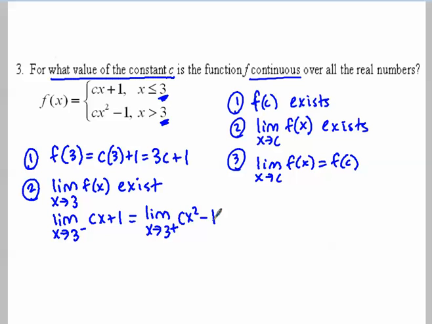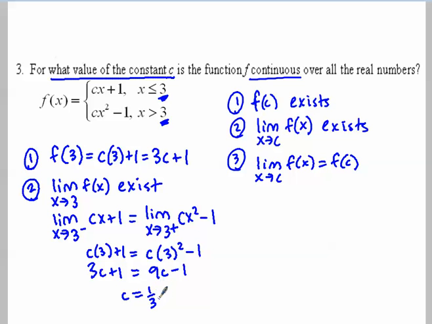Now they have to equal each other, so let's go ahead and do the left side using direct substitution. Plug in 3: c times 3 plus 1 has to equal c times 3 squared minus 1. This is 3c plus 1 has to equal 9c minus 1. Go ahead and solve this equation to get c equals 1/3. So when c equals 1/3, that's going to make our function continuous.